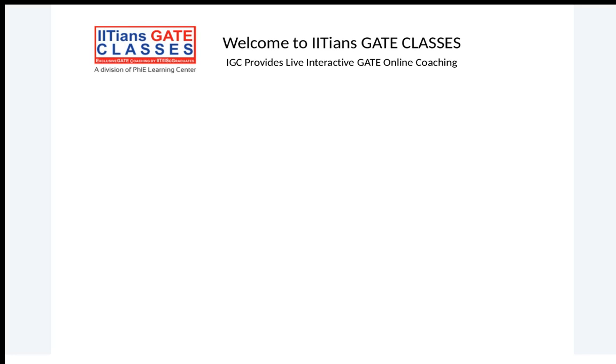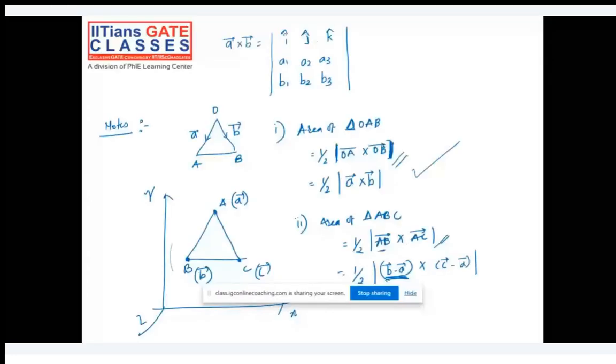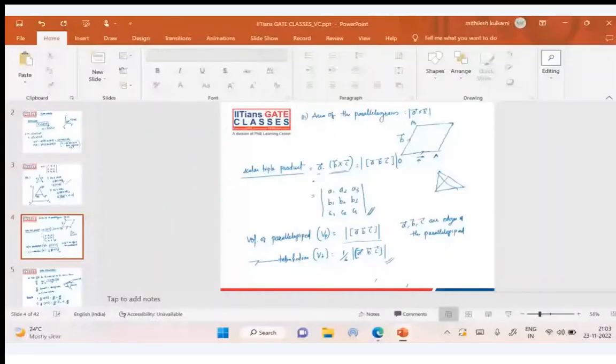So apart from using vectors to calculate the area of the triangle, we can use vectors to find the area of the parallelogram as well. Where A bar and B bar are the adjacent sides of the parallelogram, then mod of A bar cross B bar gives us the area of the parallelogram.